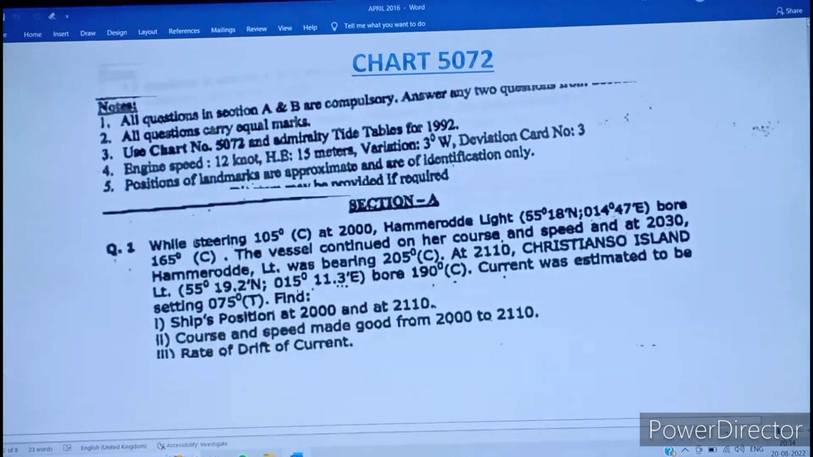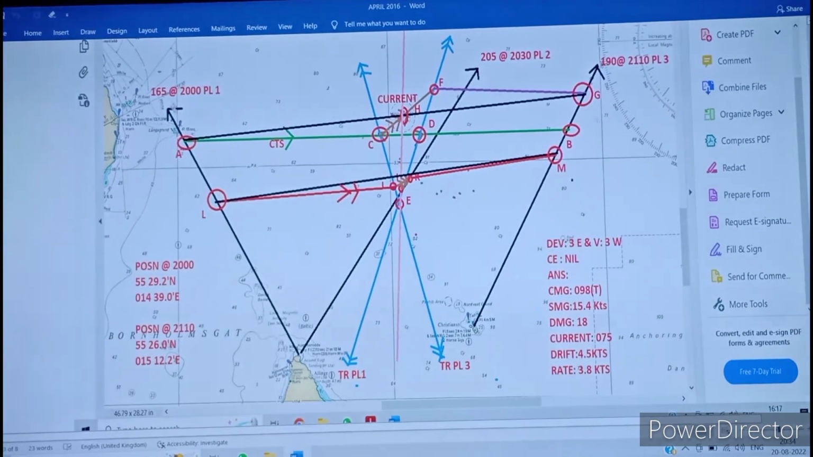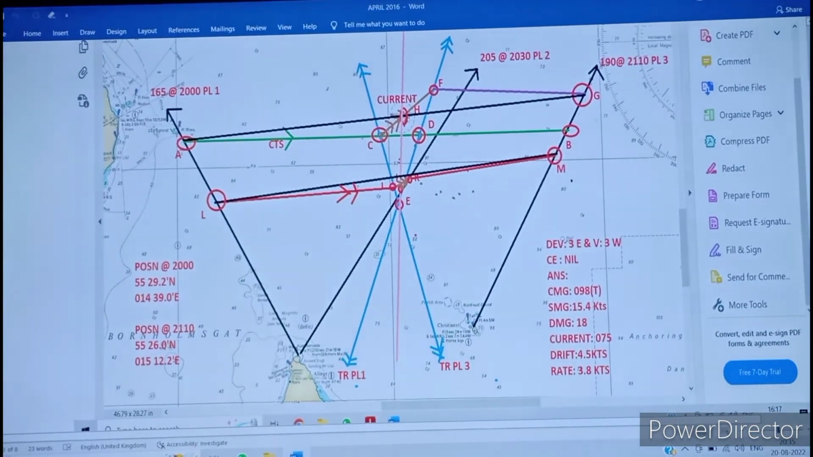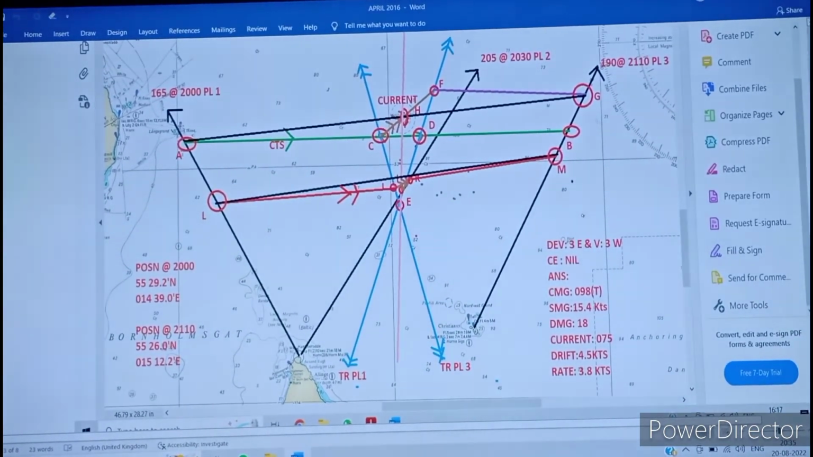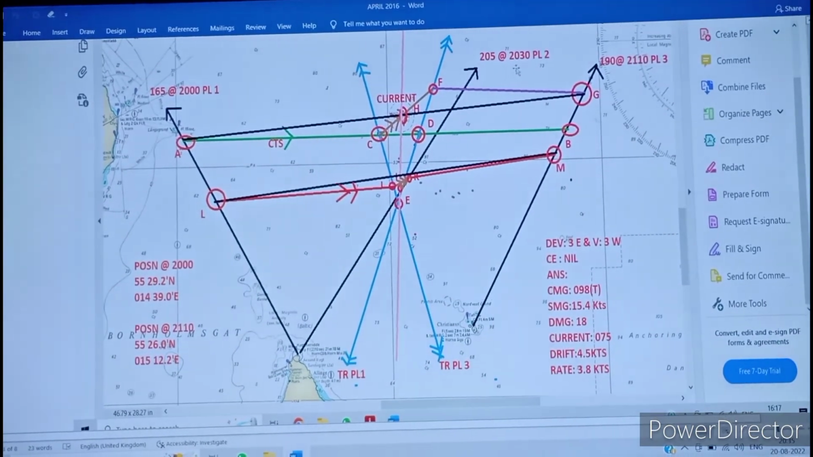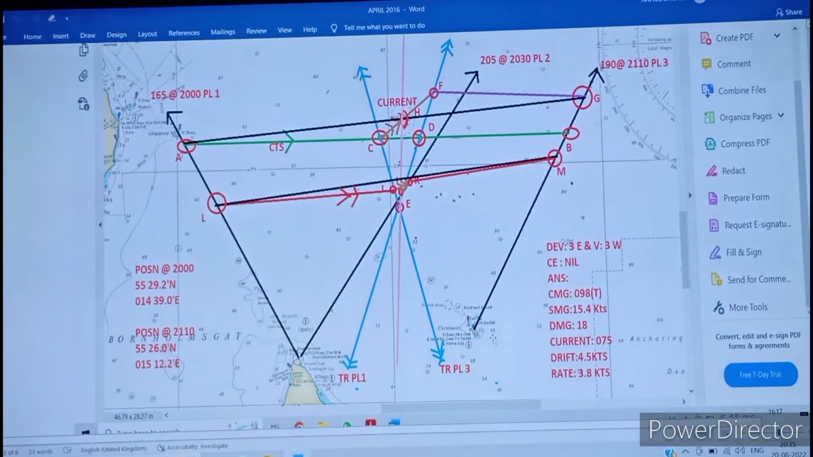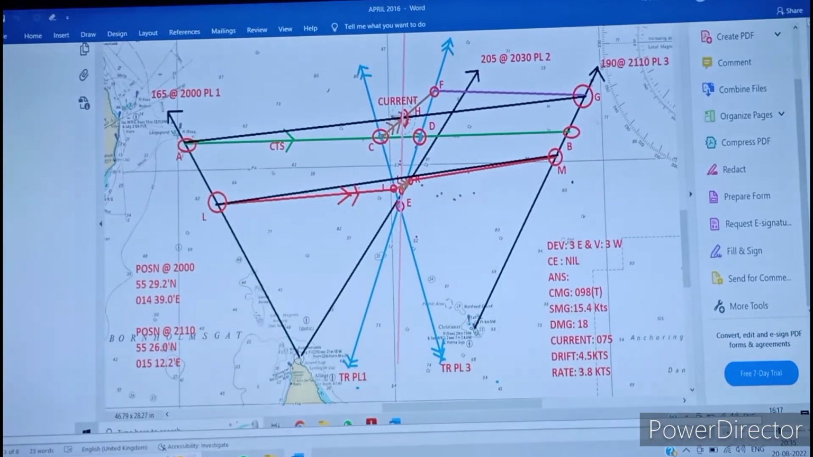So let's see how to approach this question on the charts. First we plot all three position lines. This is 165 at 2000 hours, PL 1. This is 2030, PL 2, 205. This is 2110, PL number 3, 190. We draw all three black lines as our PLs.